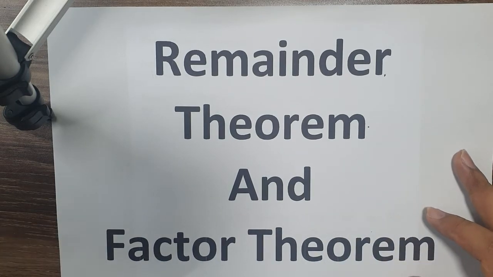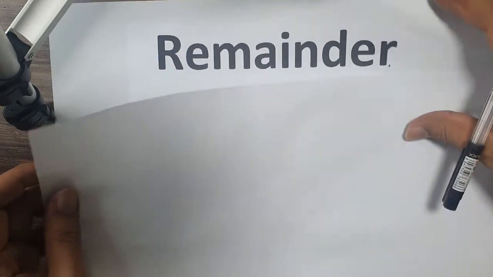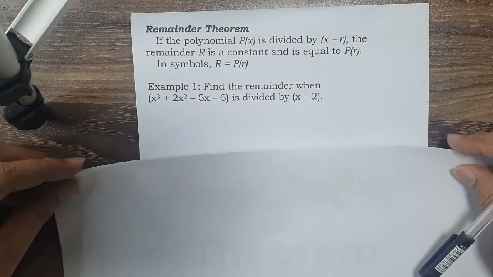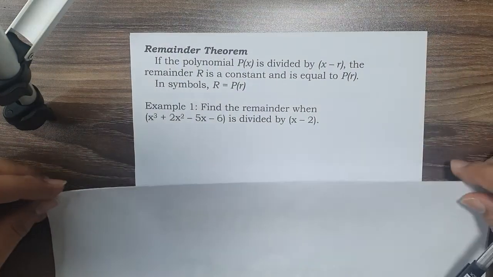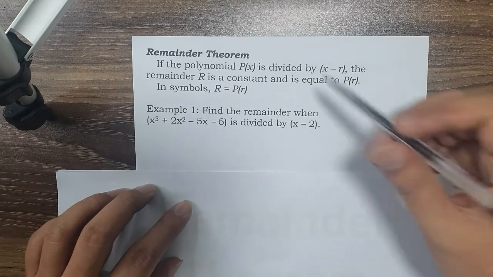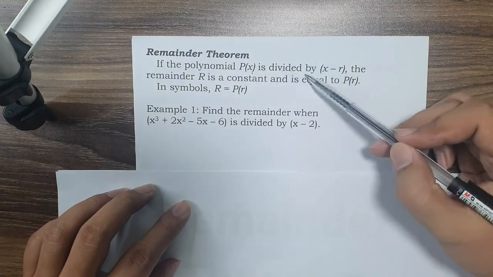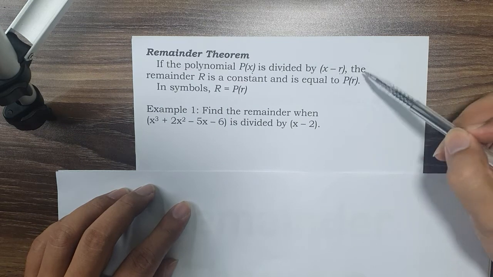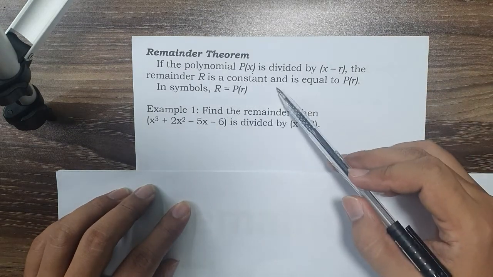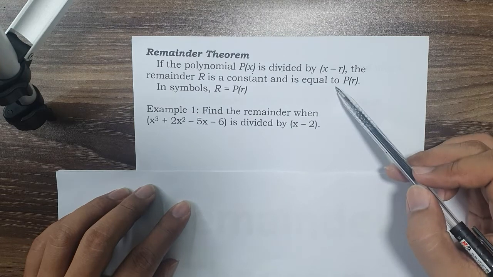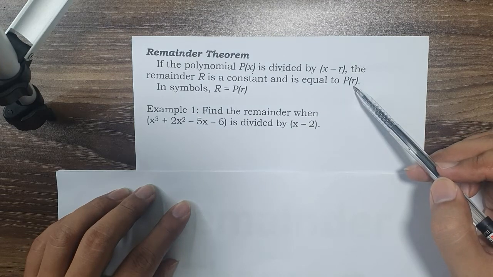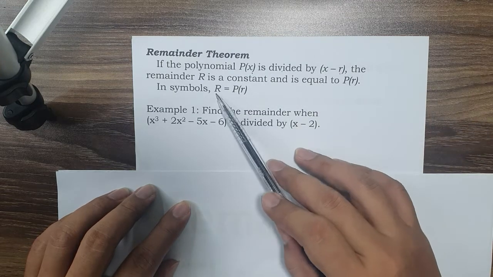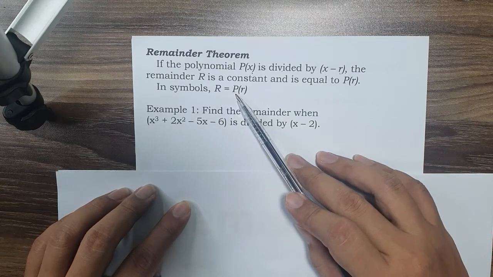So, let's start. Let's have first the remainder theorem. So, what is a remainder theorem? Remainder theorem: if the polynomial p of x is divided by the binomial x minus r, the remainder is a constant and equal to p at r. Okay, in symbols, the remainder is just simply p at r.